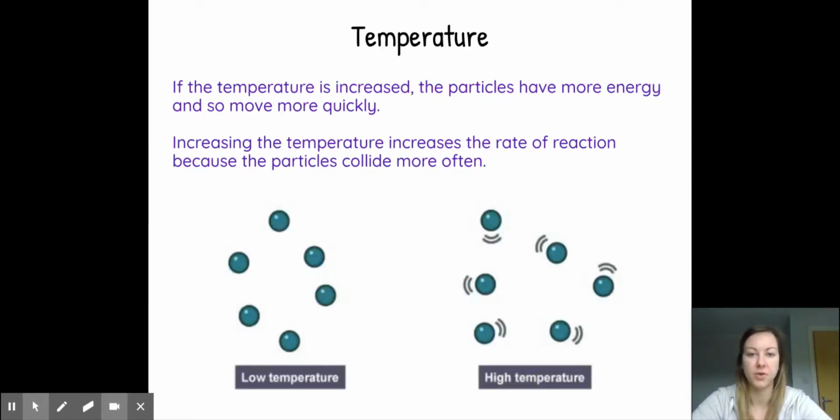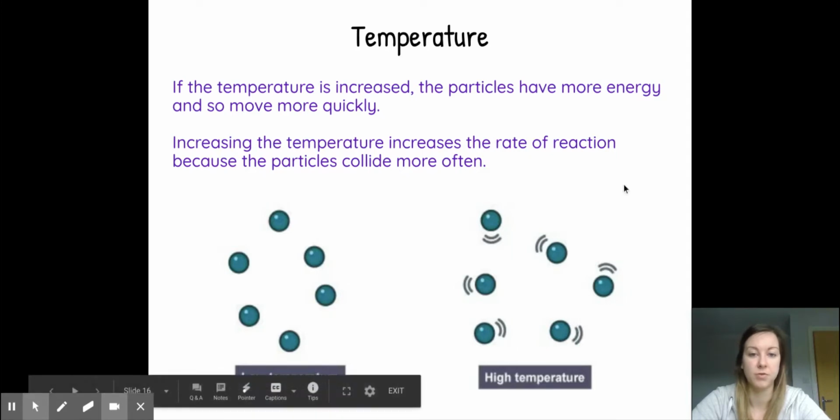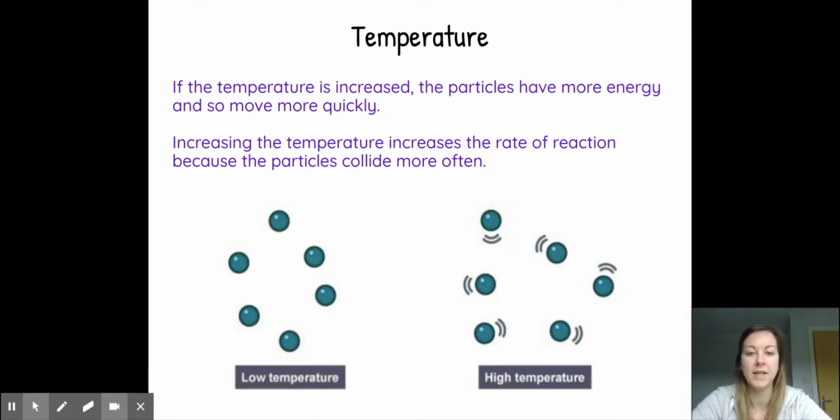So temperature first of all, this should be very, very familiar. If the temperature is increased, the particles are going to have more energy and they're going to move more quickly. And this is what these little lines represent. They represent the molecules bouncing around much faster. Because remember, temperature is a measure of the average kinetic energy of a substance. So the higher the temperature, the more energy the particles will have to move around. So increasing the temperature increases the rate of reaction because the particles can collide more often. They collide more often because they are moving around at a quicker speed.